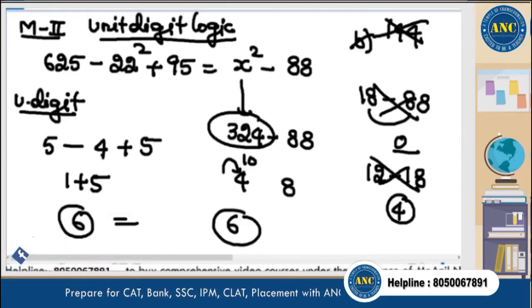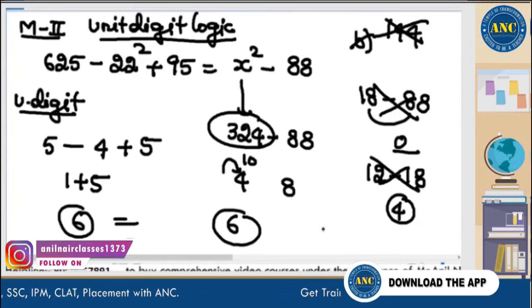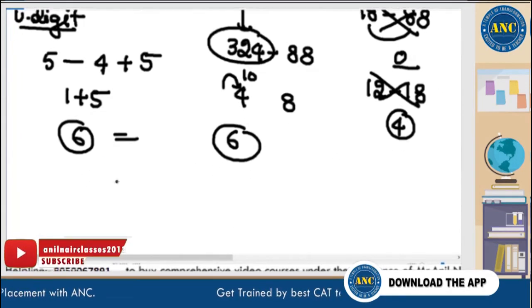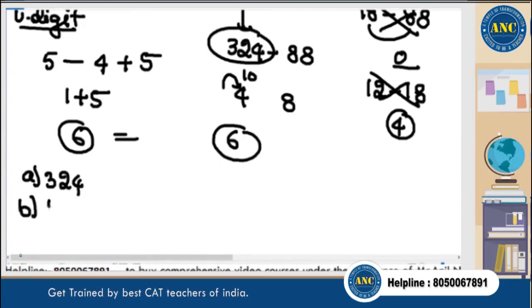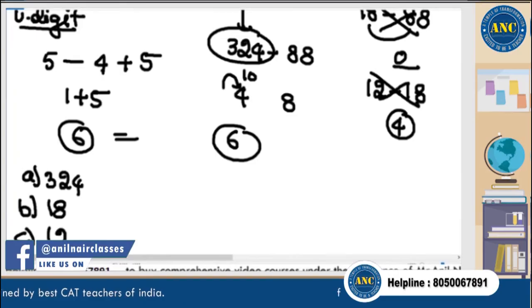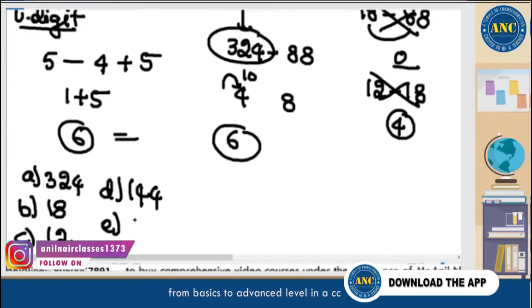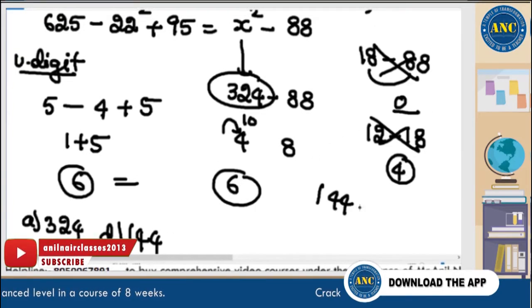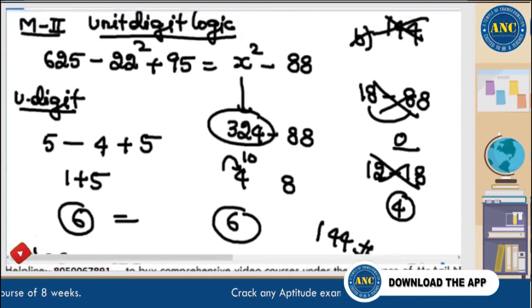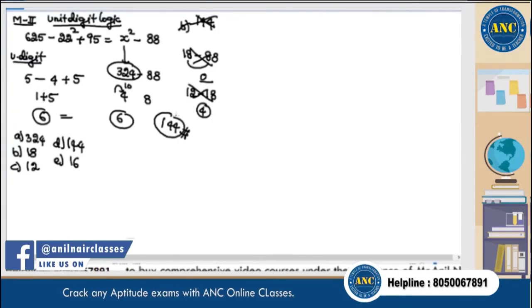I already explained. 324 I picked out from the answer options. What are the answer options? 324, next is 18, next is 12, next is 144, next is 16. I picked out 324. How to check whether 144 is incorrect or not? Please write down method 3. Valid doubts only I will take. What if 144 is also there?